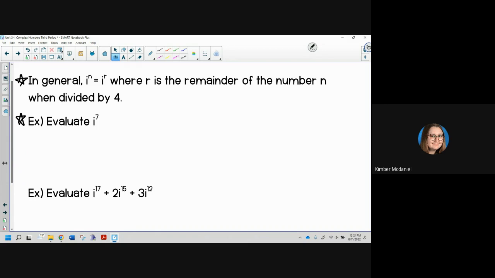Okay. Now that is not example 1. These are just a couple little bonus examples, if you will. But it says evaluate i to the 7th. That's going to be the first one that we look at. If you haven't reset your calculator, go ahead and do so.